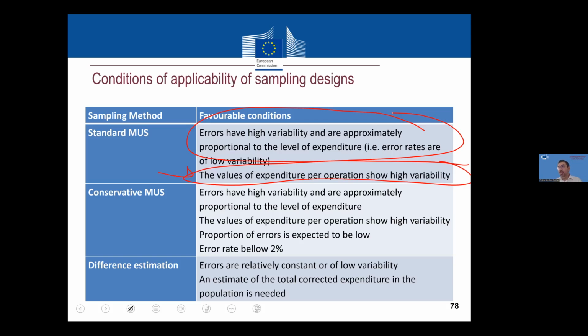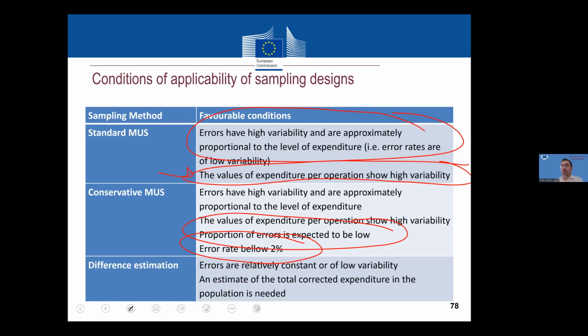It's popular because it's efficient, and it's efficient because usually these two conditions together hold. On top of these two conditions, the older version of MUS, the conservative MUS, also had additional conditions. For instance, conservative MUS can only be applied if the error rate is expected to be significantly below 2%, only in situations where the proportion of operations with errors is expected to be very low. So let's say conservative MUS has additional conditions.